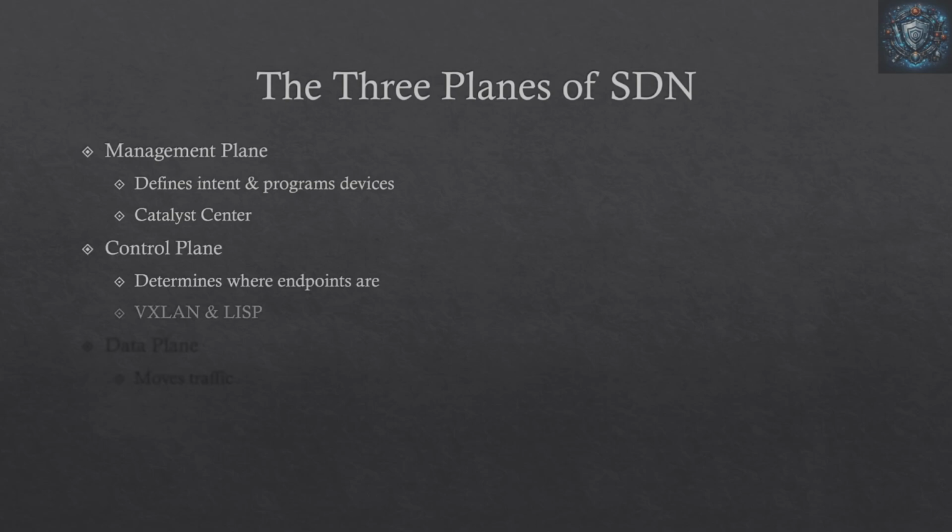Next, we have the control plane, which determines where the endpoints are and also has protocols like VXLAN and LISP. It maintains the mappings between endpoints and fabric nodes so that devices know where to send that encapsulated traffic. And lastly, we have the data plane, which simply moves traffic. Switches and routers still forward packets locally. They also encapsulate that VXLAN traffic and enforce segmentation decisions at the edge. That is to say, at their own local switch.